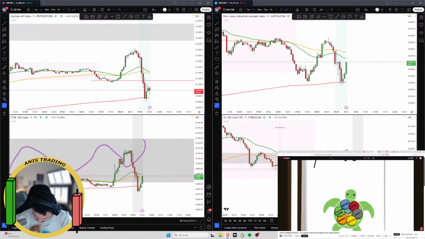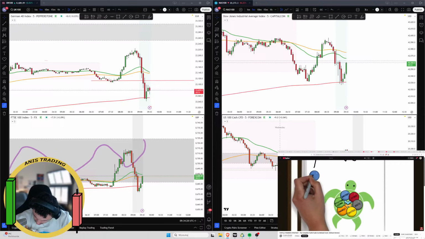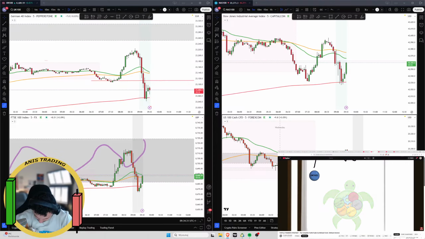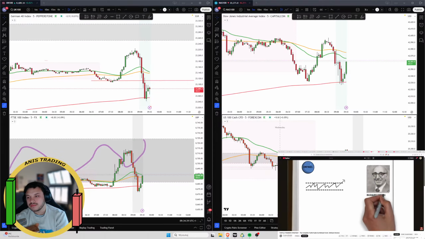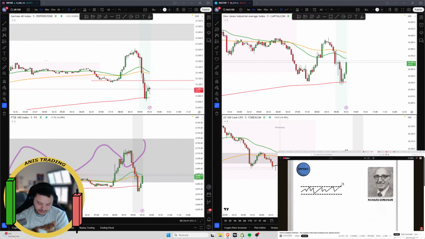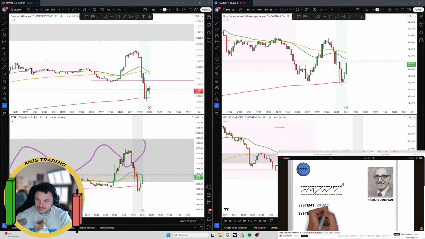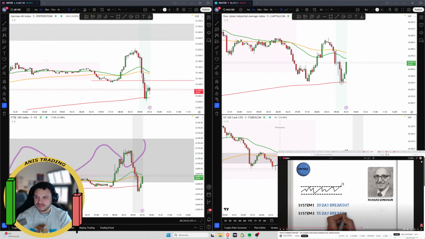The next component of the turtle system is the entry, and contrary to popular belief, the entry criteria for the turtle system is far from complex. It was based on the channel breakout systems taught by the notorious Richard Donchian, commonly known as the Donchian channel breakout system. There were two systems to choose from, a shorter-term system based on a 20-day breakout, or a longer-term system based on a 55-day breakout. Some traders chose one system, whilst others chose a combination of both.